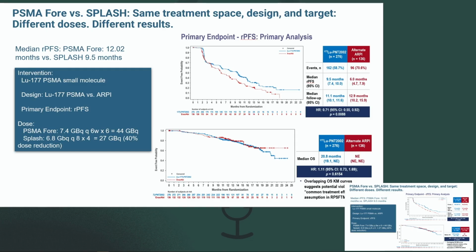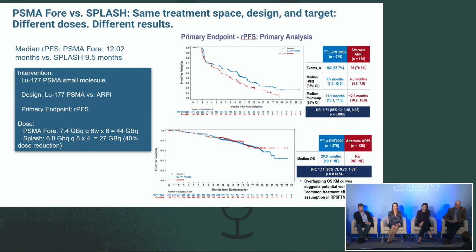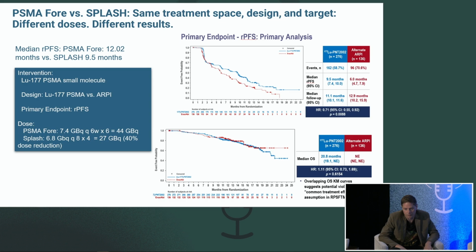Oliver Sartor presented SPLASH at ESMO, which is on the right-hand side here, rPFS and OS. You see rPFS hazard ratio 0.71, and note the medians there of 9.5 and 6, which are different than we saw with the lutetium data, and then no OS difference, right? Those overlapping curves. And the discussant made a point that it was all about dose, right? That's sort of what I took from that discussion, that it was all about dose. And you see sort of the dose calculations on the bottom there, 44 versus 27, 40% difference.